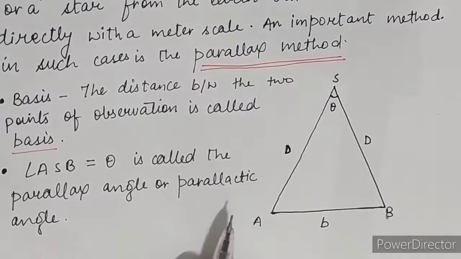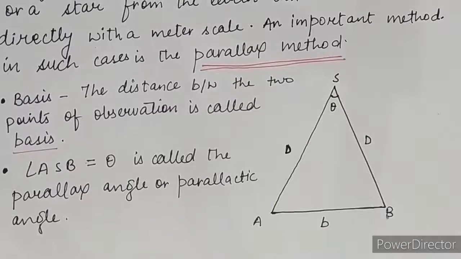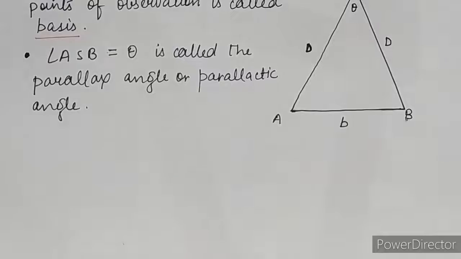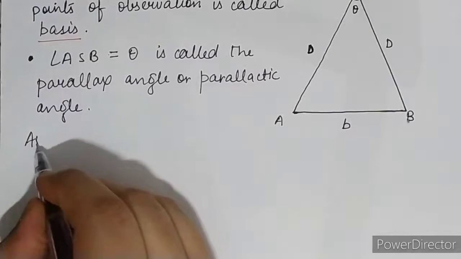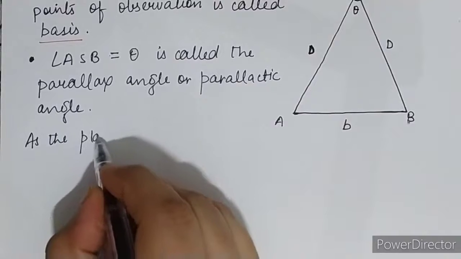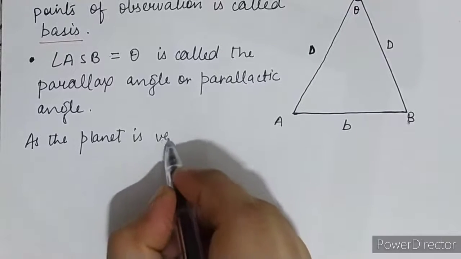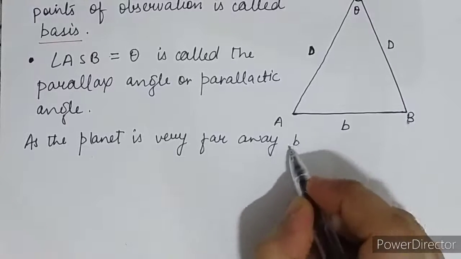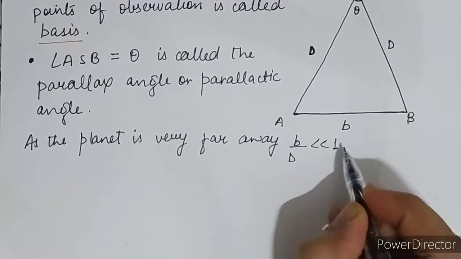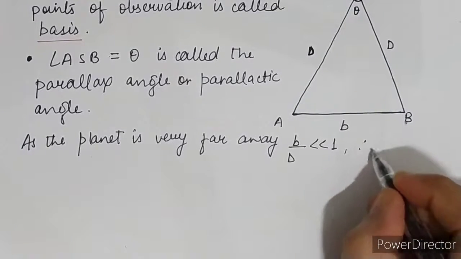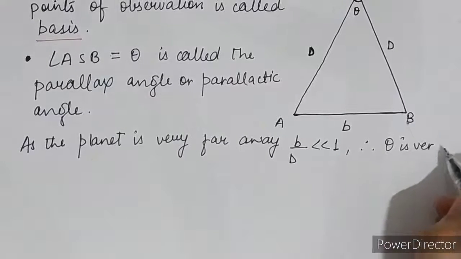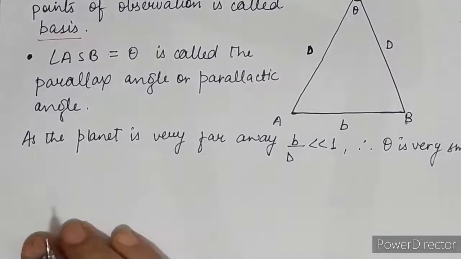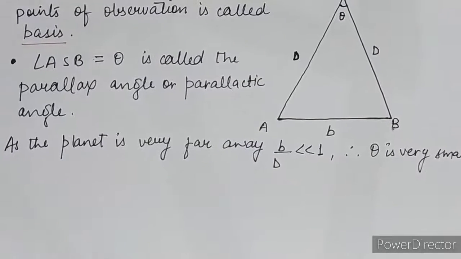Now if the planet is very far away, then you can say that the ratio of B, the basis, to the distance D is very small compared to 1. So as the planet is very far away, obviously, beta, the ratio of the basis to the distance is much less than 1, and therefore theta is also very small. Clear? Because the distance is very large, the angle made is very small.